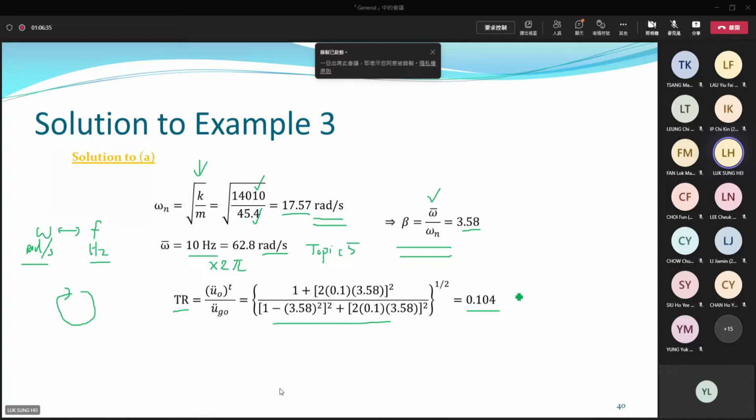Transmissibility is a small number, 0.104, less than 1. It is something like a reduction factor. We believe that the total acceleration felt by the object should be lesser than the ground acceleration amplitude. So what is the total acceleration? Total acceleration, u t double dot, equals TR times u double dot g0. The ground acceleration amplitude is 0.1 g, as mentioned by the problem. TR is 0.104, so the acceleration felt by the object is equal to 0.01 g.